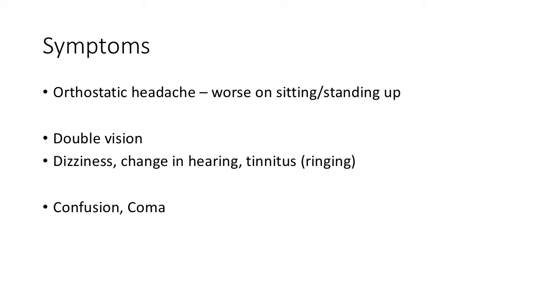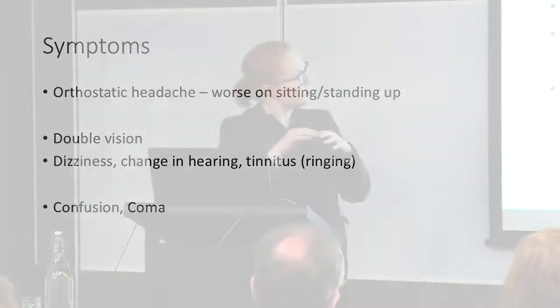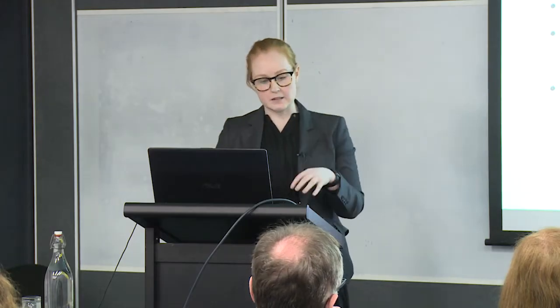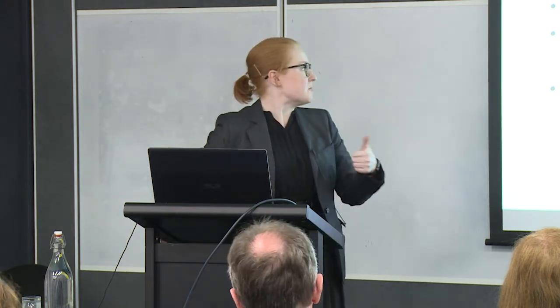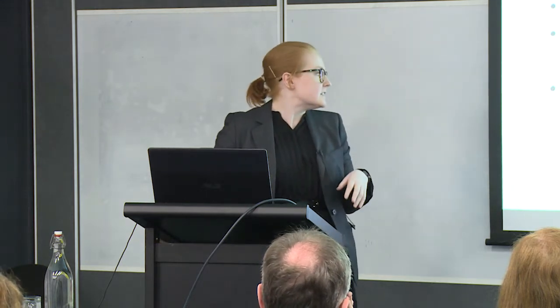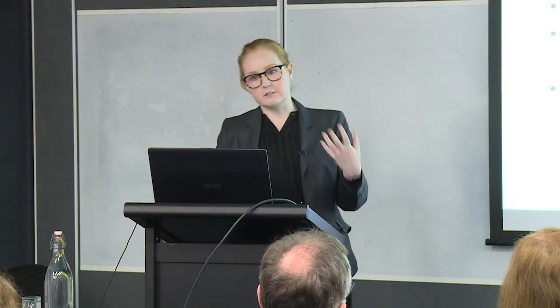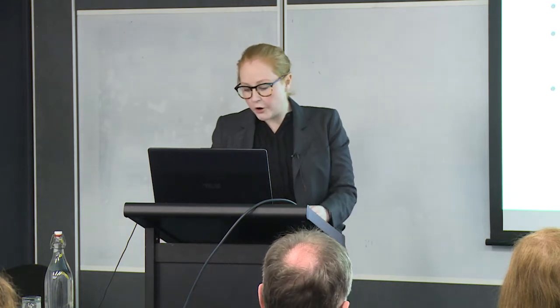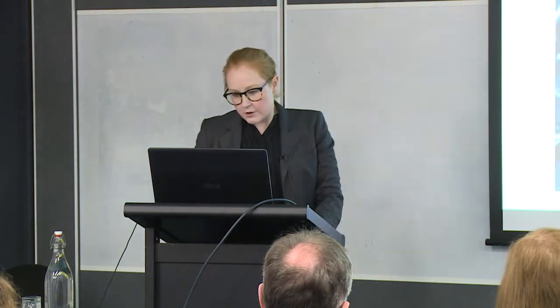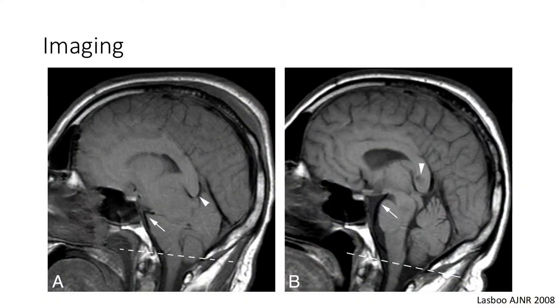Because we've got all of those sensitive structures at the bottom of the brain, including nerves that go out to the eye and to the ear, people can get double vision, they can get dizziness, tinnitus, ringing in their ears, and in very, very severe situations can have confusion and reduced conscious state and even a coma. In terms of investigations, we often do some imaging studies to help with the diagnosis.